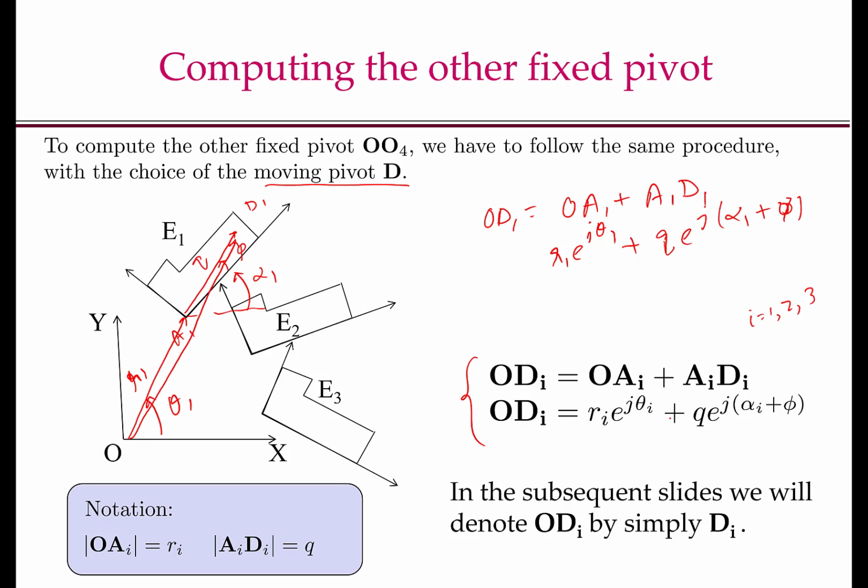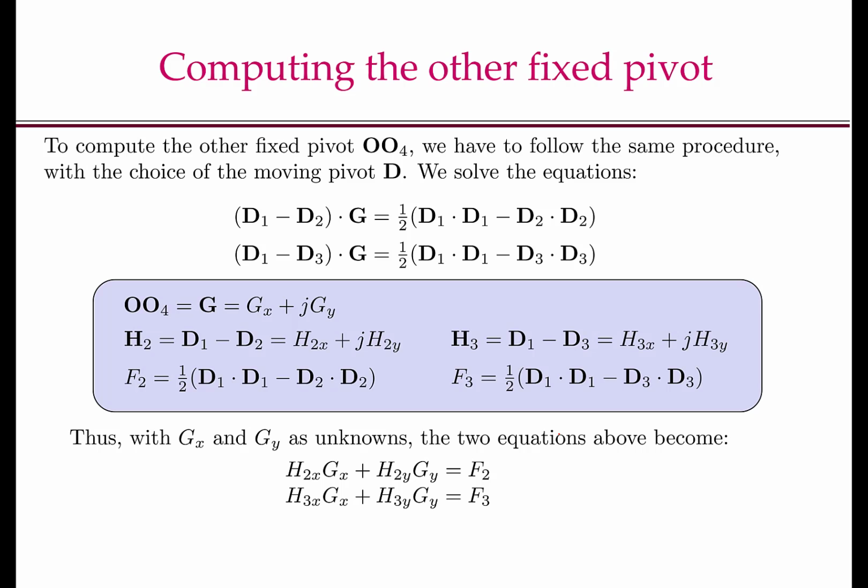And I have chosen the moving pivot D, so I know Q and phi. As you can see, this is the same equation as we had before, with only that I have replaced Ci by Di. So I have to just use the same procedure to solve the problem. So the system of equations that I get will be of this form. And again, you can see the only change is that all the Ci's become Di's. And now my definition of G is a little bit different. It is the position of O4.